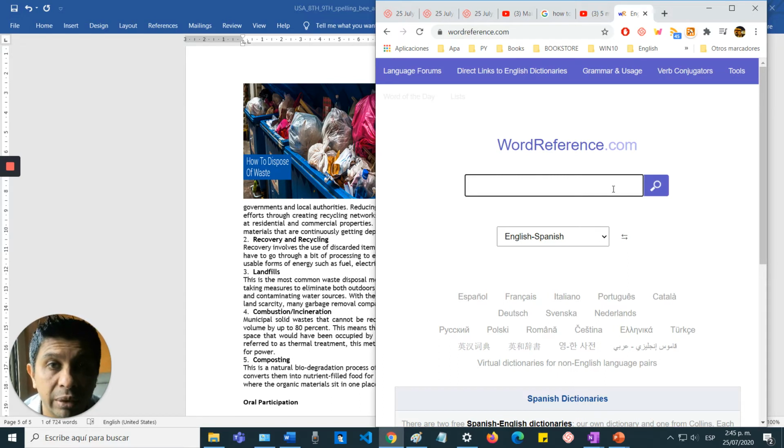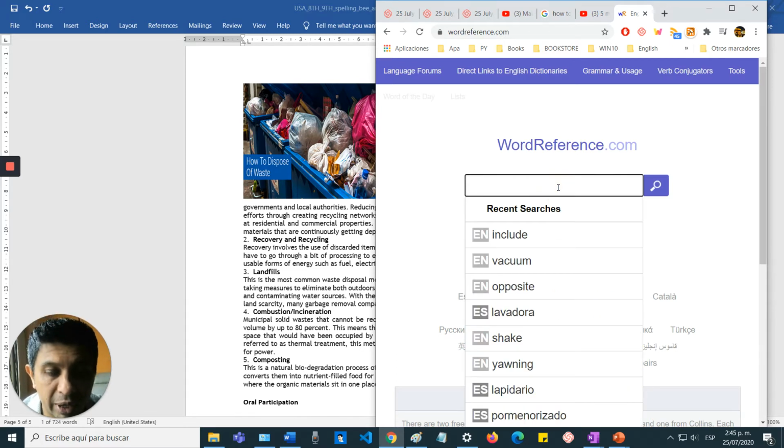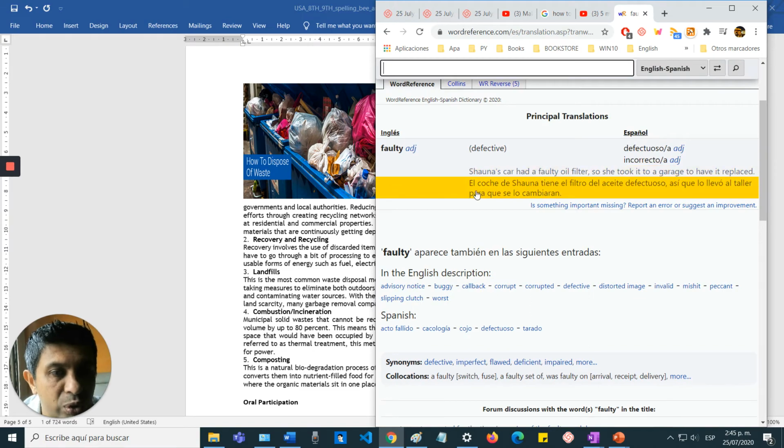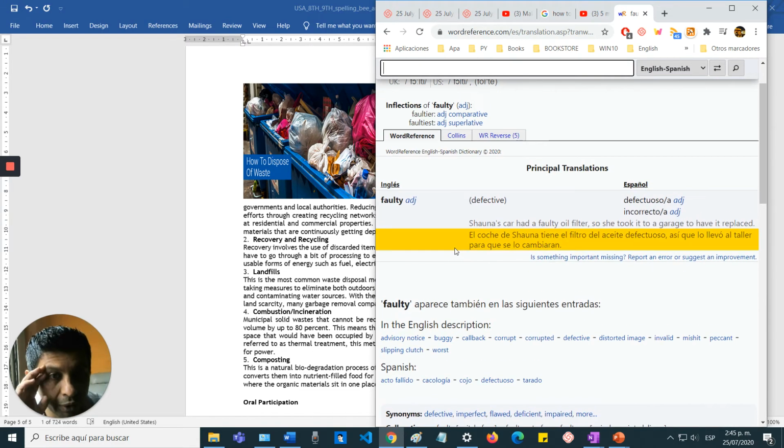So please use it. Here you can find different translations to polysemic words. Ustedes aquí pueden encontrar diferentes traducciones a palabras polisémicas. Vamos a ver, por ejemplo, qué nos quiere decir esta palabra. Ctrl-D, faulty. So what is faulty? Defectuoso, incorrecto. Okay.